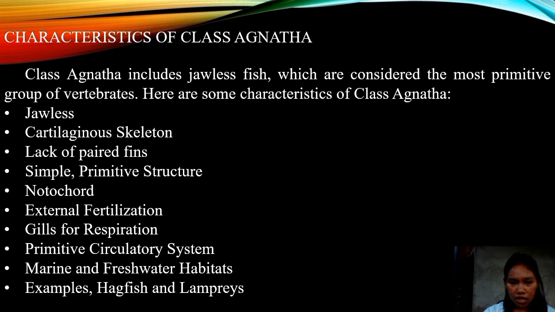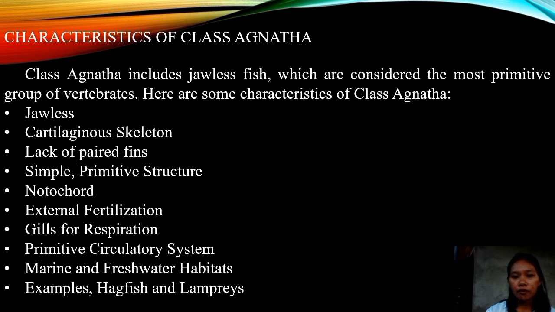Next is the class Agnatha, which includes jellyfish, which are considered the most primitive group of vertebrates. So here are some characteristics of class Agnatha. First is the jellyfish, which are regarded as the most primitive group of vertebrates. These fish lack true jaws and instead possess circular mouths. They have cartilaginous skeletons, meaning their skeletal structure is composed primarily of cartilage rather than bone.